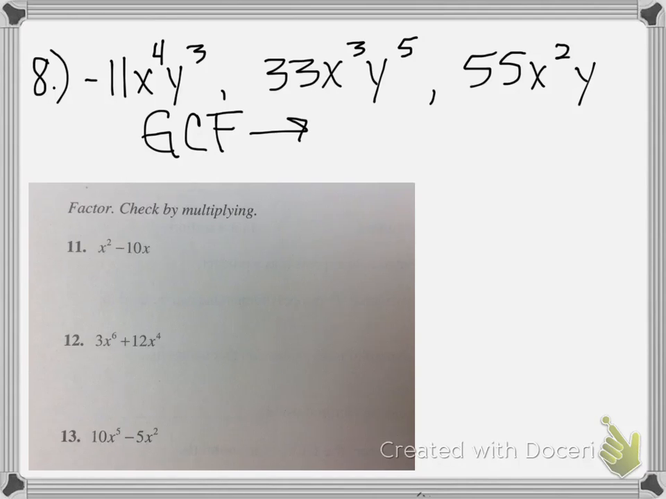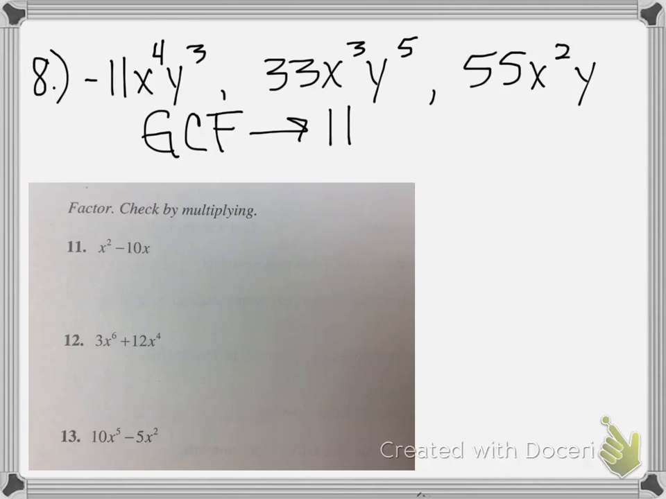The easiest way is to look at the numbers first. The coefficient of each monomial, we have 11, we have 33, and we have 55. And ask yourself, what do 11, 33, and 55 all have in common? The answer to that is 11. 11 can be divided evenly into all of them, so that is a common factor. Remember, a factor is something being multiplied to get another number or to get the product. A factor times a factor equals a product. And 11 would be a factor of all three of our monomials.